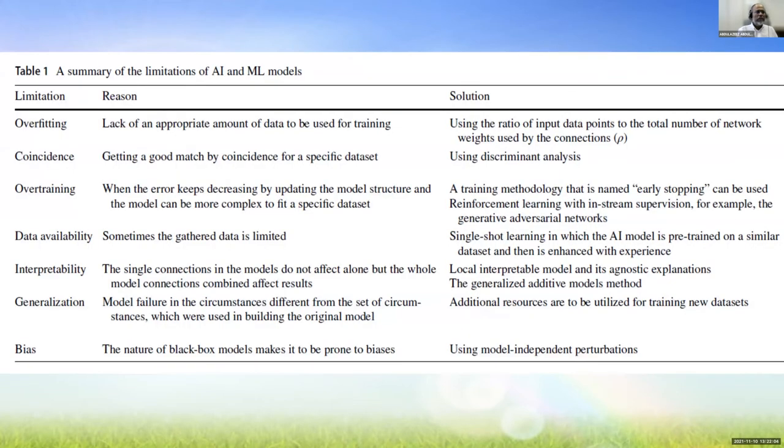Okay, and sometimes if you are out of the boundary of data or extremes, you cannot use machine learning models to predict. And if you go to the paper, you have a very nice summary of limitations of AI and machine learning models, like overfitting, coincidences, where you may have by chance a nice match, but that may not be representing the whole field. Similarly, overtraining, data availability, interpretability, generalization, and bias.